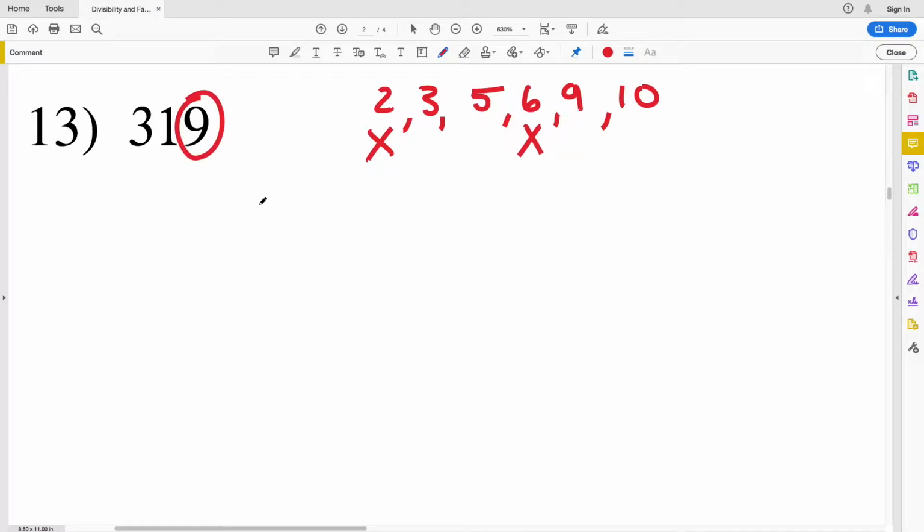Also, we'll be able to X out 5 and 10, because in order to be divisible by either of those, it needs to end in a 5 or 0, which it doesn't. So now let's see if it's divisible by 3.